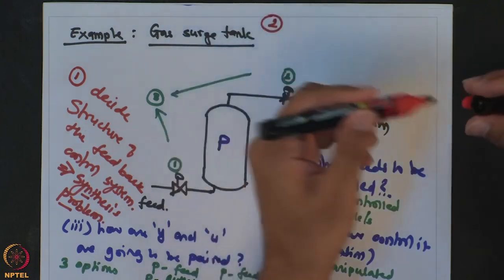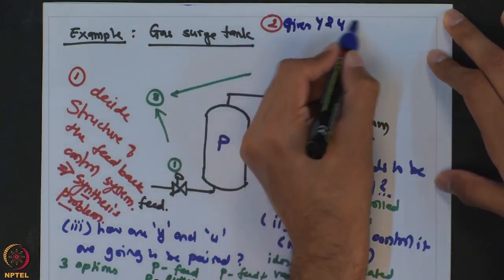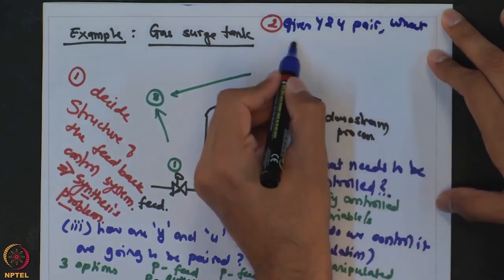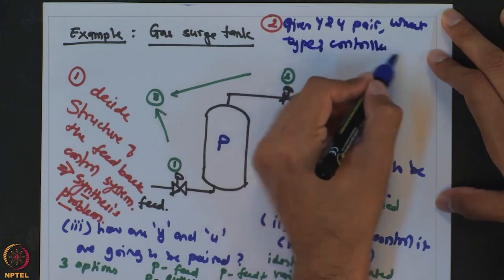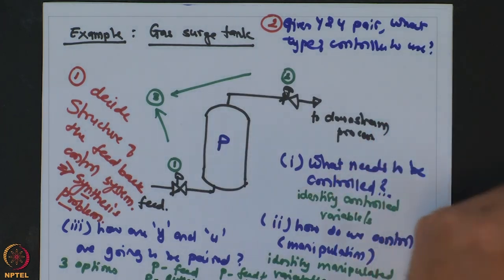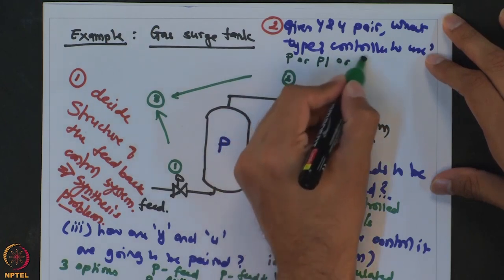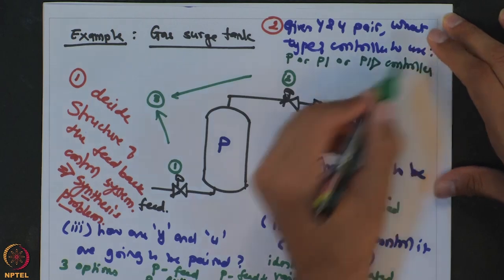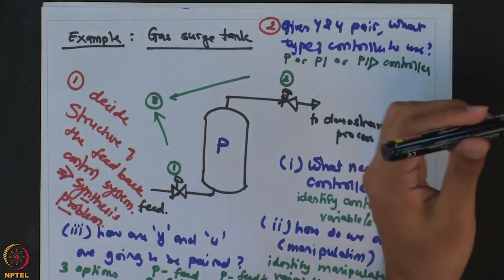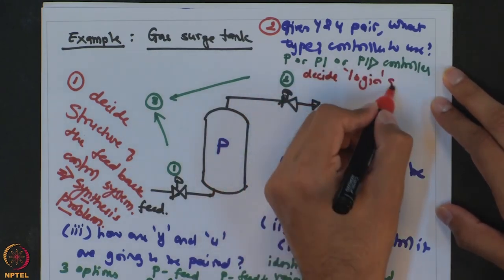When we talk about the second thing, then the question is: given the Y and U pair, what type of controller to use? As I said, we are mostly limiting our discussion to PID controllers. So the answer in this context will be whether we are going to use a P controller, a PI controller or a PID controller. We have to answer this question once we have decided about the inputs and outputs. This particular problem decides the logic of the control system.